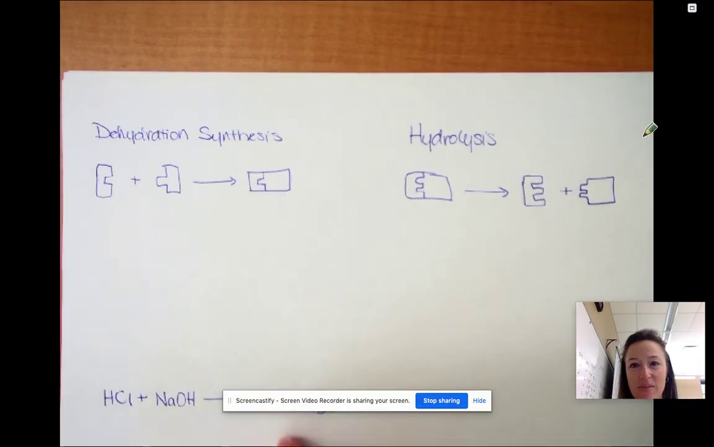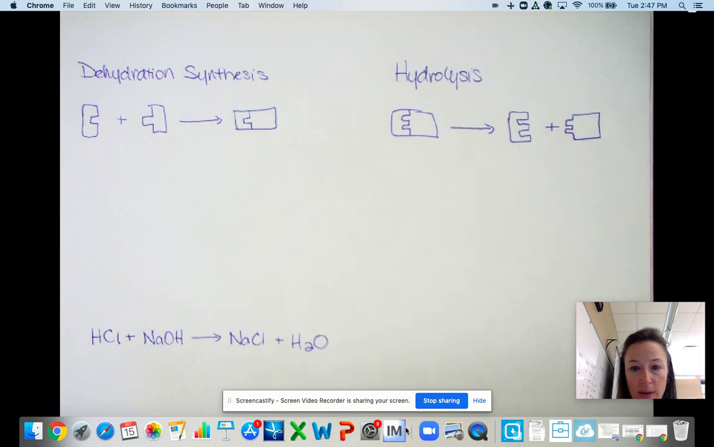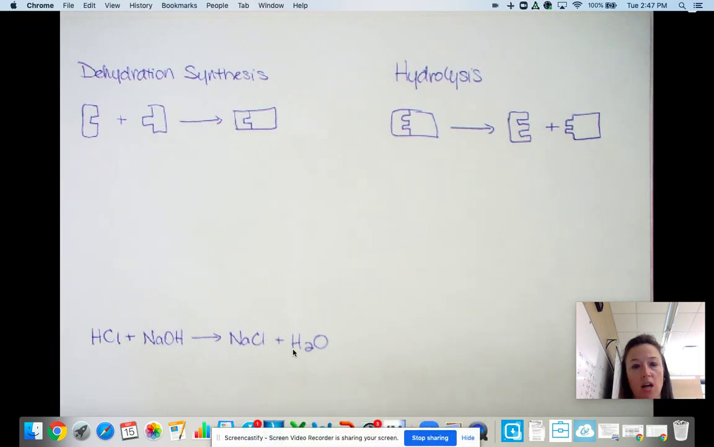All right, so here we are to talk a little bit about chemical reactions. Let's move that out of the way. There we go. All right, so the first thing is I can identify the parts of a chemical reaction.